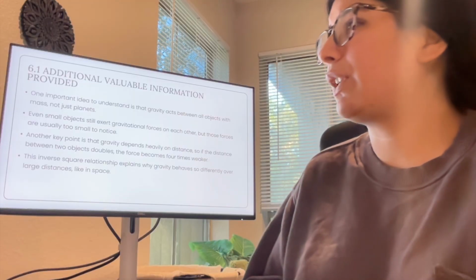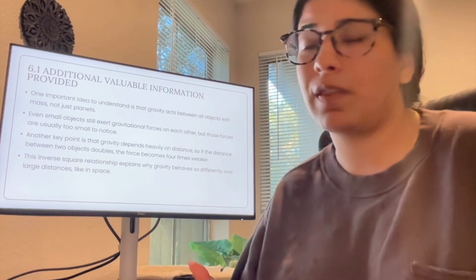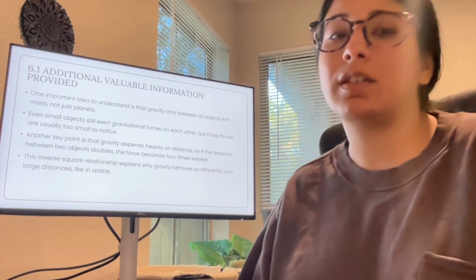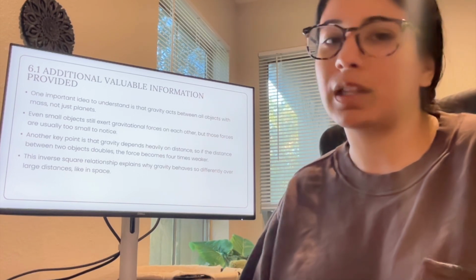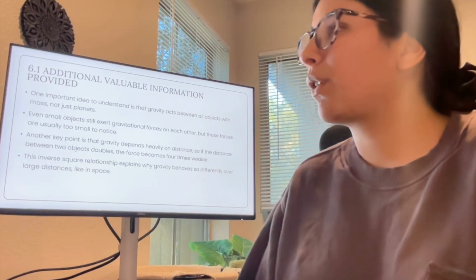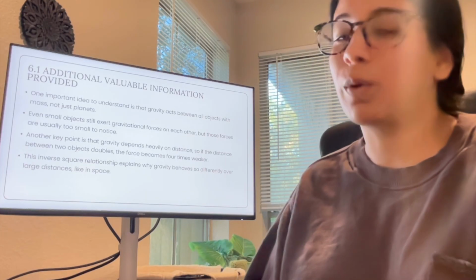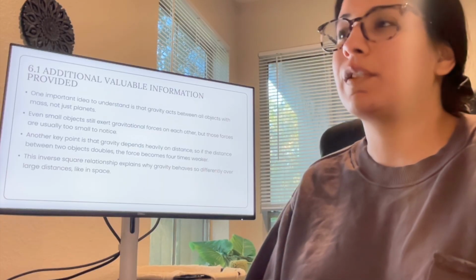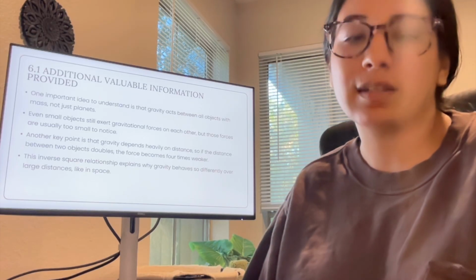Many people think gravity only applies to planets, but it actually applies to everything. We don't notice it between small objects because the force is just extremely weak. The inverse square law is one of the most important ideas here. It explains why gravity drops off so quickly over distance.